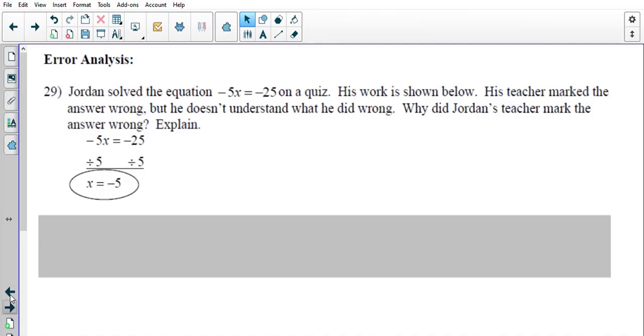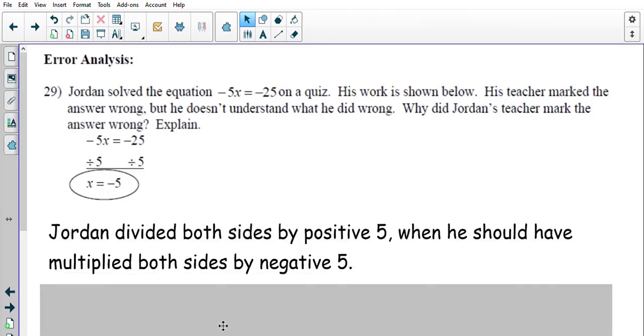If you recognize that Jordan should have divided both sides by negative 5 instead of positive 5, you're correct. Since we've got negative 5 times x, we need to make sure we divide both sides by negative 5, not positive 5. This is a common mistake I see students make. I will also sometimes see students who want to multiply both sides by 5 and think that will work. It will not for a problem like this. The only inverse of multiplication is division by that same number.